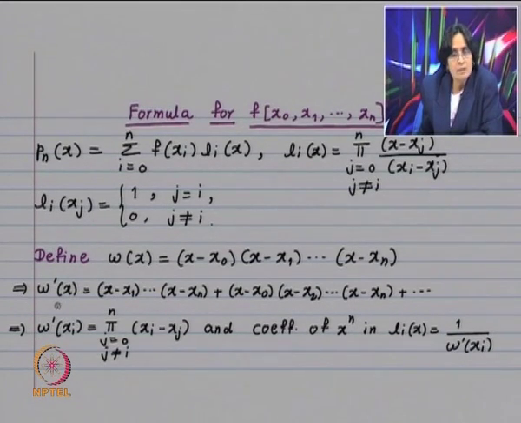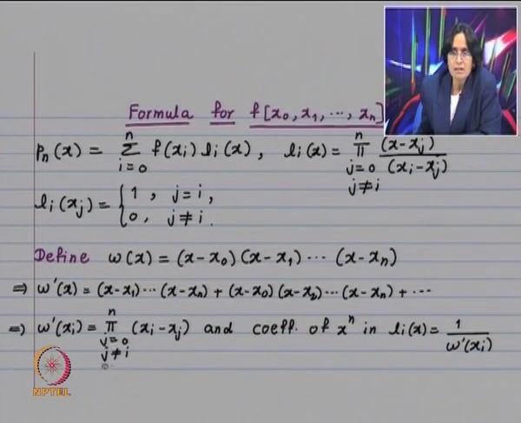Then you take the derivative. So, use the product rule and then you will have the derivative. This w dash at x i, when you evaluate, is going to be the product, j goes from 0 to n, x i minus x j, j not equal to i. There are going to be various terms, only one term will not have the factor x minus x i.